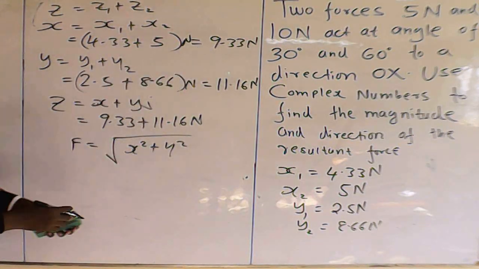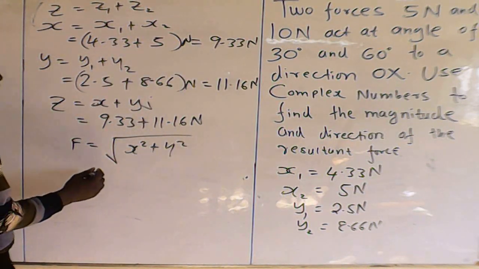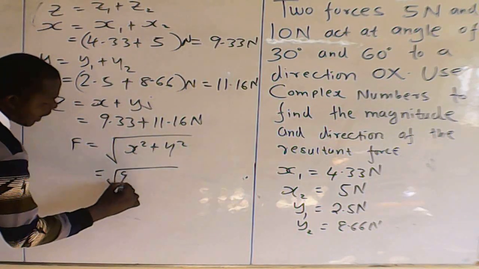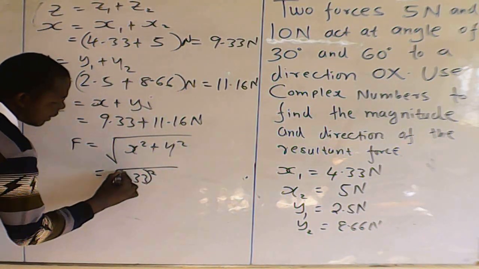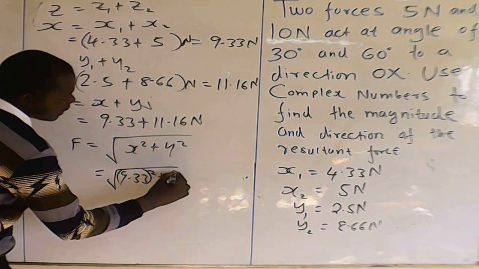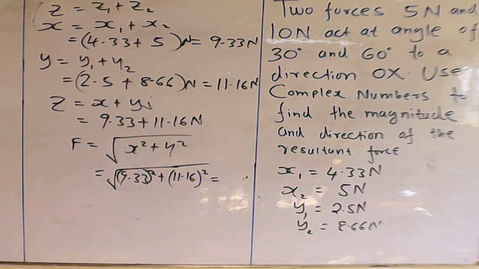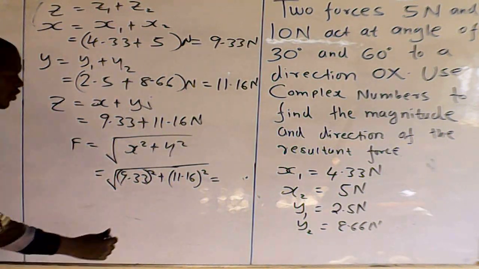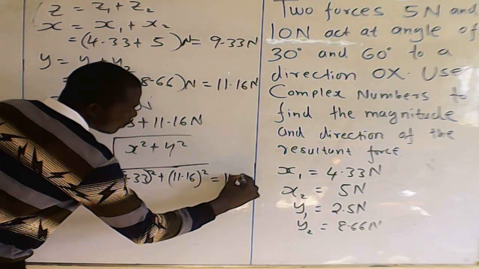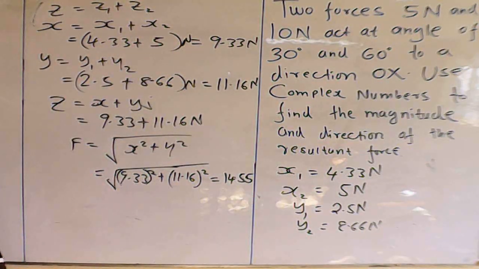So what is your x? 9.33 squared. Y, 11.16 squared. So what is the resultant force? What do you get for the resultant force? 14.55 Newton, isn't it?